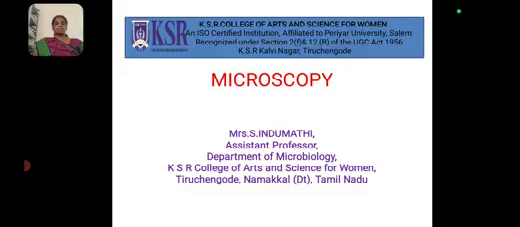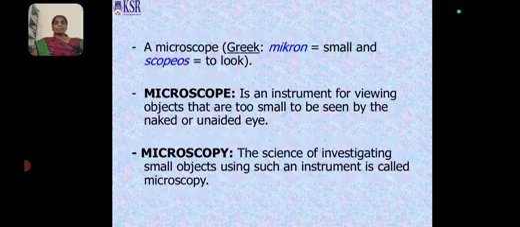Now I am going to discuss the topic microscopy. Microscopy is the science of investigating tiny objects which we cannot see with our naked eye, but we can see via a microscope. In Greek, micron means small and scopios means to look. A microscope is an instrument for viewing objects that are too small to be seen by the naked eye. So, microscopy is the science of investigating small objects by an instrument called a microscope.